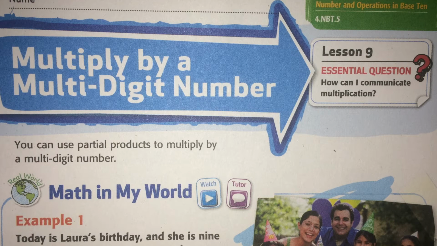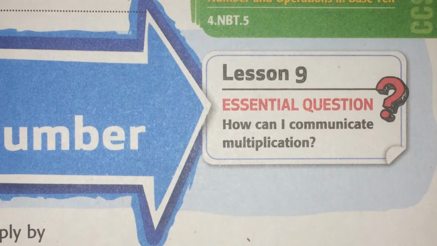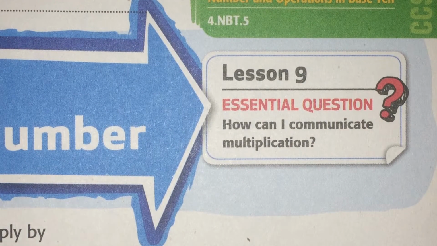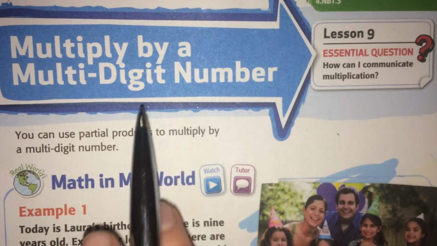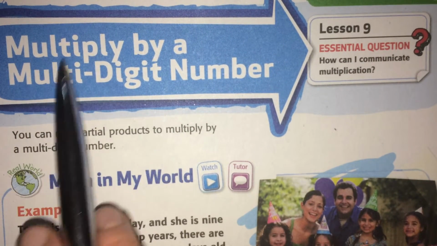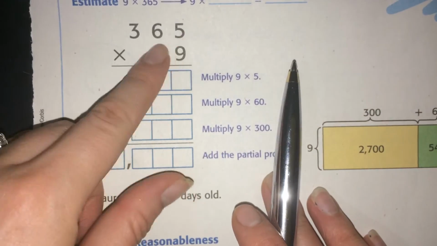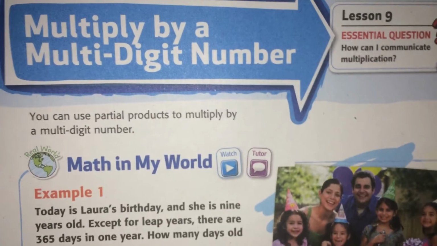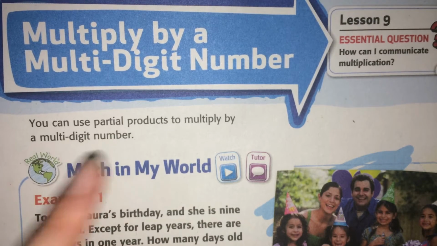Welcome to Chapter 4, Lesson 9. The essential question for this chapter is, how can I communicate multiplication? Today is about multiplying by a multi-digit number. So a one-digit number, like this, by more than one digit. Okay? You can use partial products to multiply by a multi-digit number.